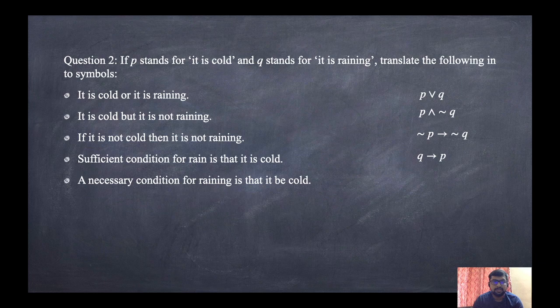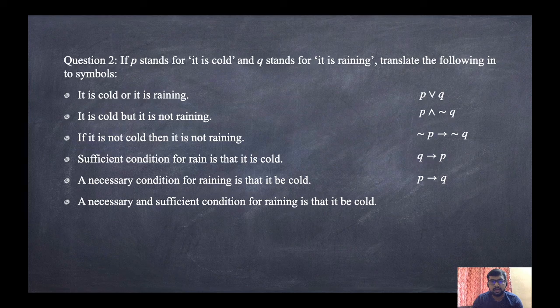Now next, a necessary condition for raining is that it be cold. So I think this will be P implies Q. Easy. And next, the necessary and sufficient condition for raining is that it be cold. So here both necessary and sufficient conditions are there. So this will be double implication: P double implies Q, or P if and only if Q.